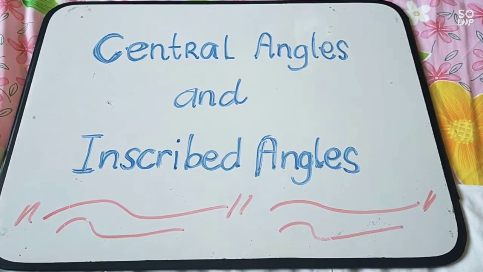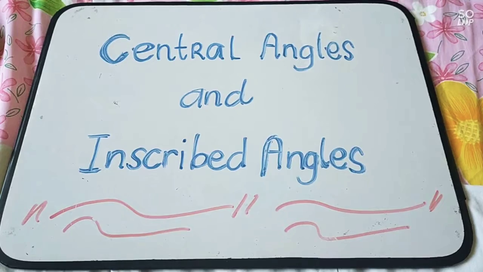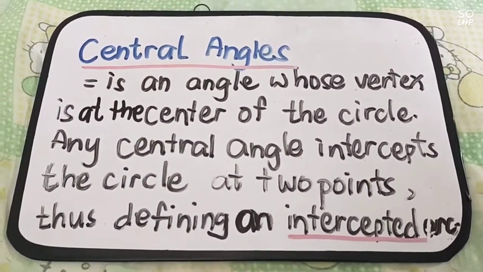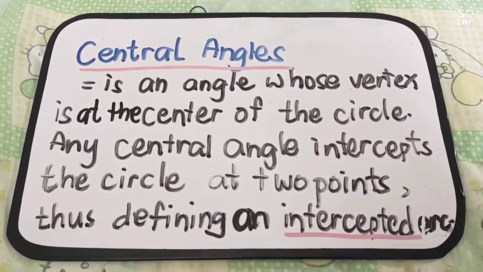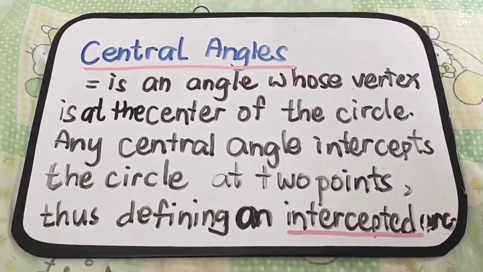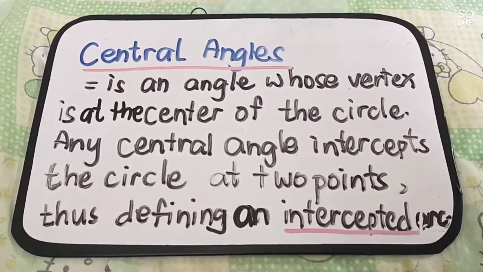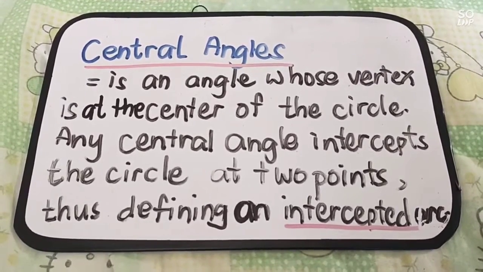Hi guys, our topic for today is about central angles and inscribed angles. Let us define central angles. A central angle is an angle whose vertex is at the center of the circle. Any central angle intercepts the circle at 2 points, thus defining an intercepted arc.